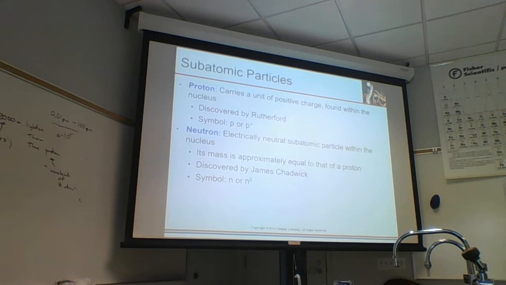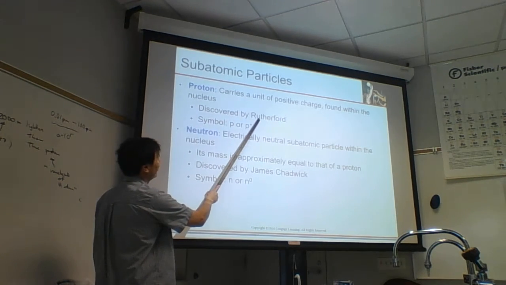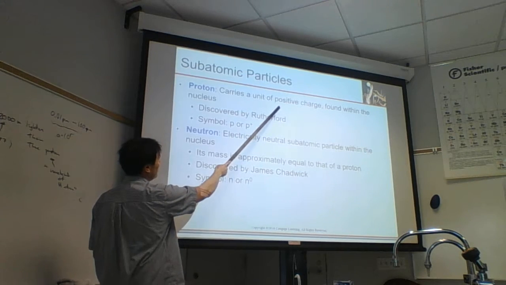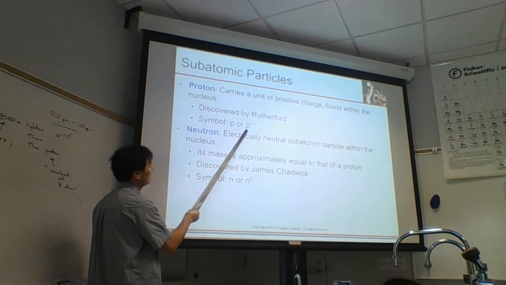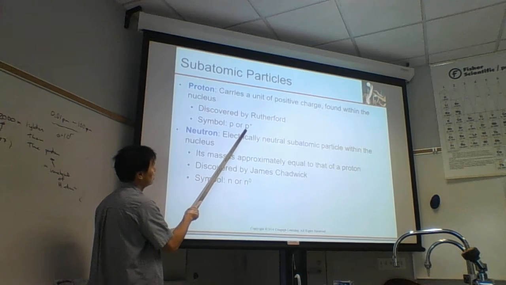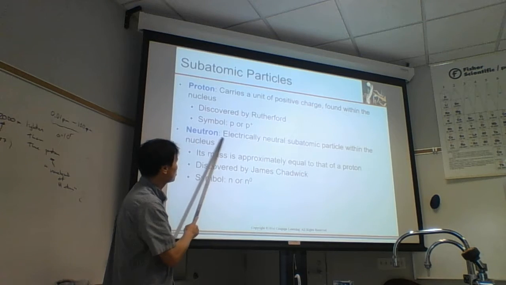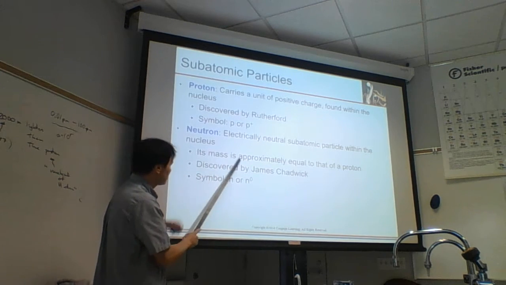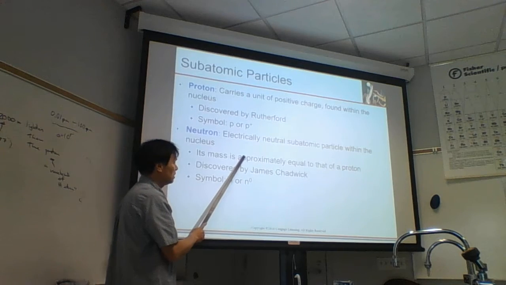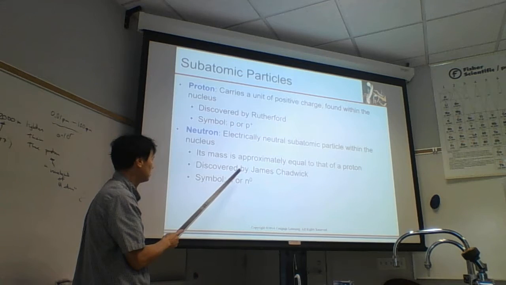So what were the other subatomic particles? The other subatomic particles are the proton, discovered by Rutherford. We're not going to get into it. Also positive charge. So the proton's given P or P plus. It's about 2,000 times heavier than the electron. It's much more massive. And then we have the neutron. The neutron has no charge. It's neutral. Its mass is about the same as a proton, about 2,000 times heavier than an electron.